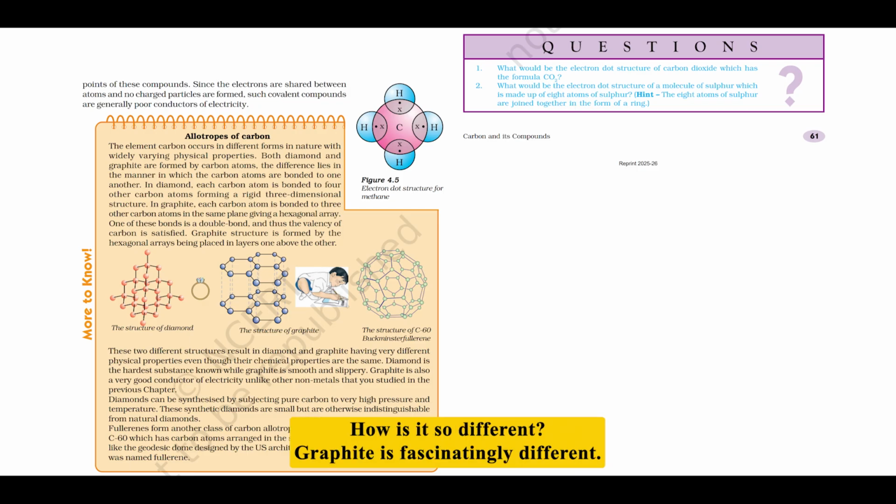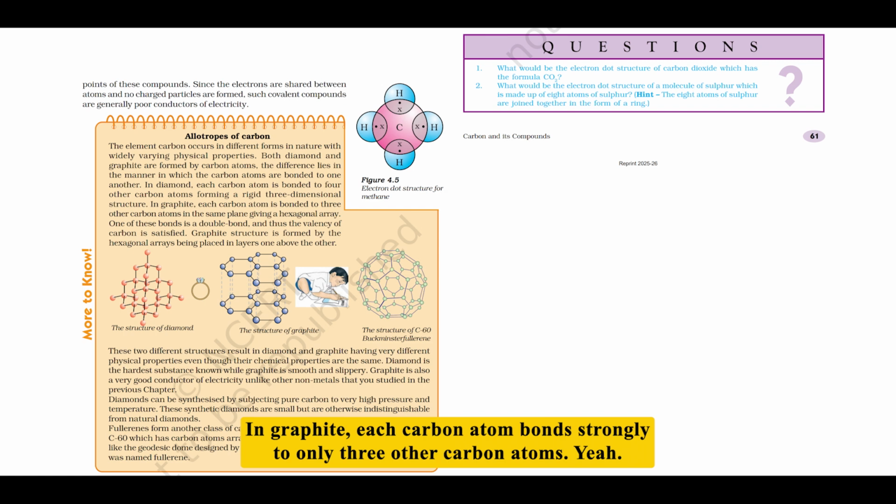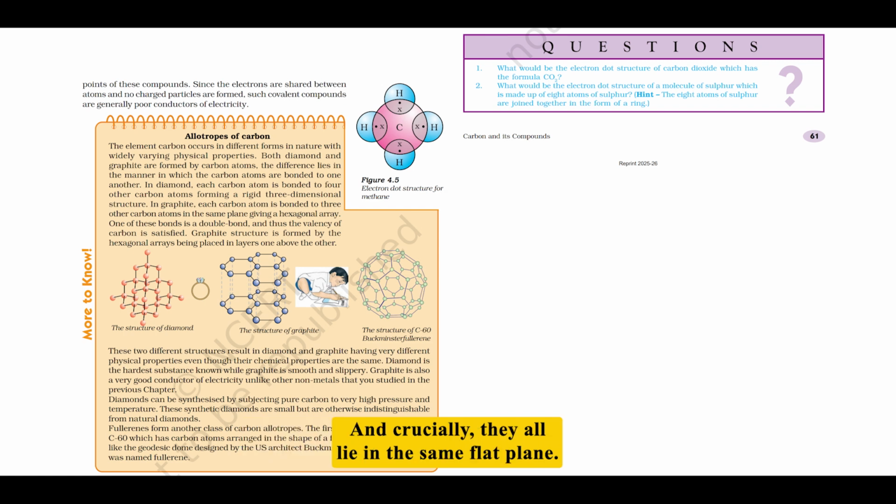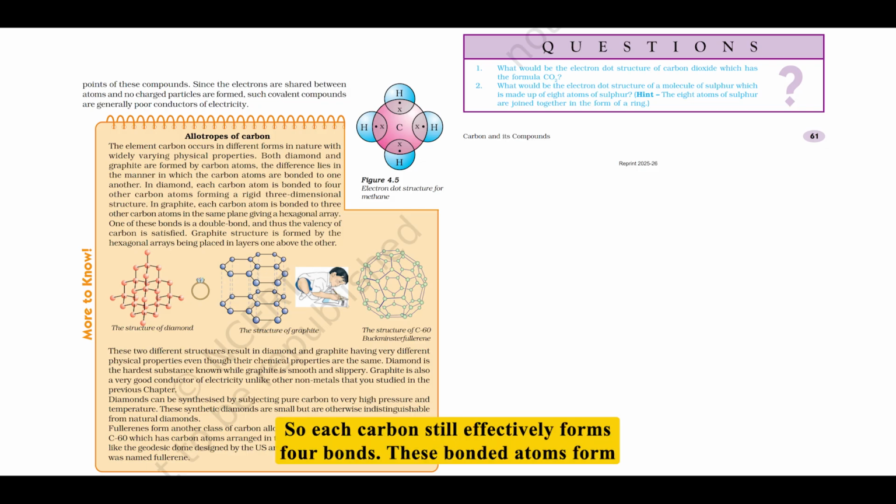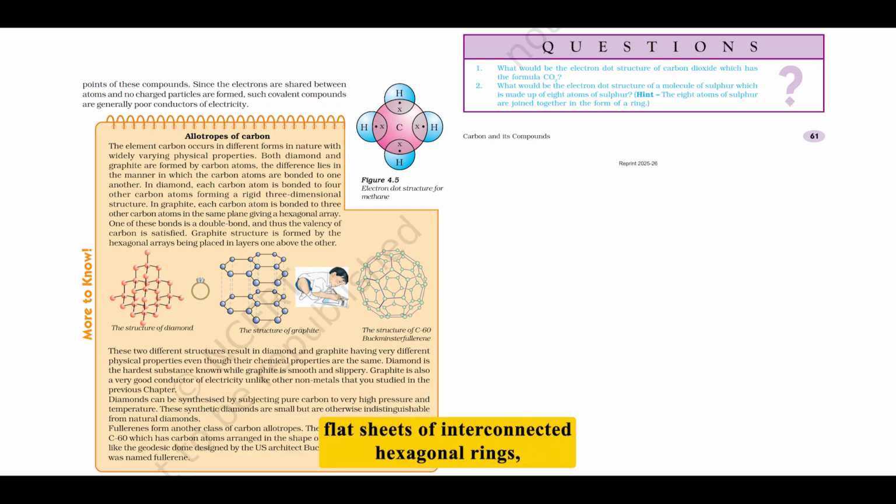Graphite is fascinatingly different. In graphite, each carbon atom bonds strongly to only 3 other carbon atoms. And crucially, they all lie in the same flat plane. 3 bonds, but carbon needs 4. Good question. It satisfies its valency because one of those 3 bonds is actually a double bond, so each carbon still effectively forms 4 bonds. These bonded atoms form flat sheets of interconnected hexagonal rings, like a layer of chicken wire or honeycomb.